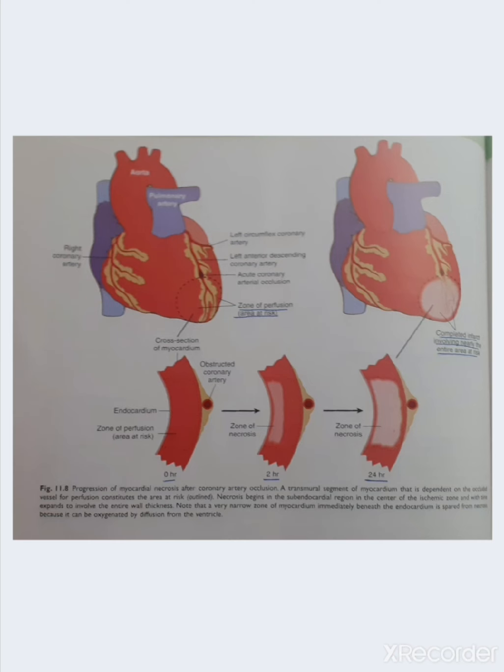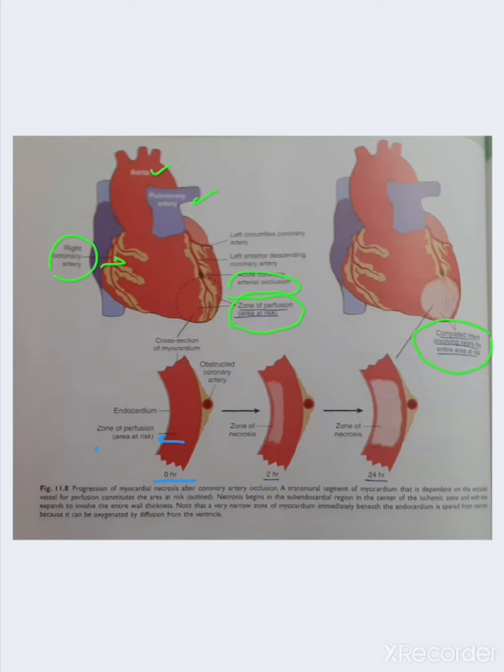Here you can see the structure of heart, and we can see the zone of perfusion, the area which is at risk, and here the acute coronary artery occlusion has occurred, and this is pulmonary artery, aorta, and the right coronary artery is here. Now in this diagram we can see the complete infarct involving the entire area at risk.